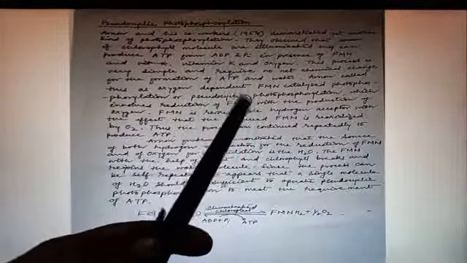Arnon called this oxygen dependent FMN catalyzed photophosphorylation, or pseudocyclic photophosphorylation, which involves reduction of FMN with the production of oxygen.